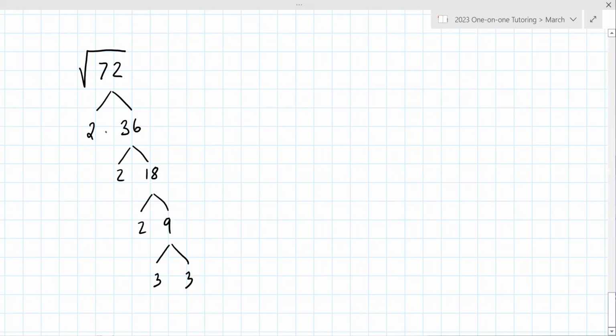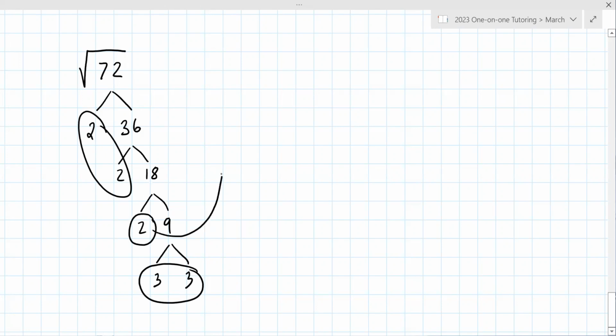2 2s and 2 3s. Now, you've noticed I've been circling them the whole time. I strongly recommend you do that because you can easily miss out. You also want to indicate the one that is not a pair, so you know where it goes.